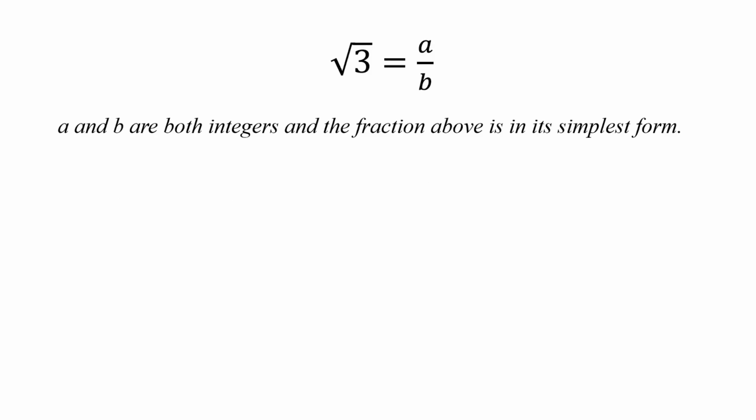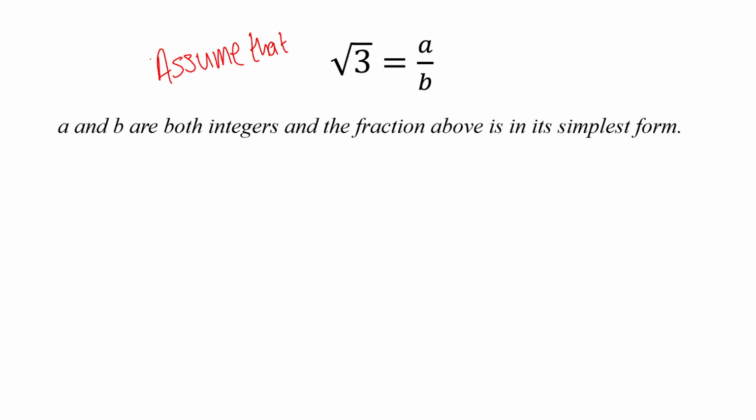Take one step up. So, first thing we're going to do is assume that the square root of 3 is rational. So we're going to assume that the square root of 3 can be expressed in the form a over b, which is the general form of a rational number, and the conditions for this are that a and b are both integers, and the fraction is in its simplest form.